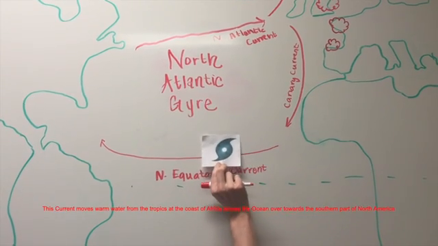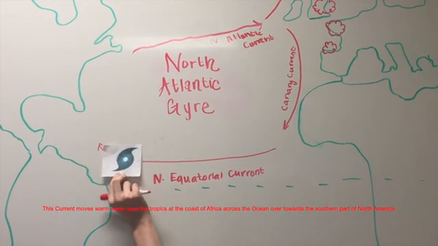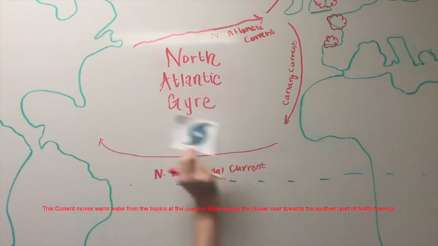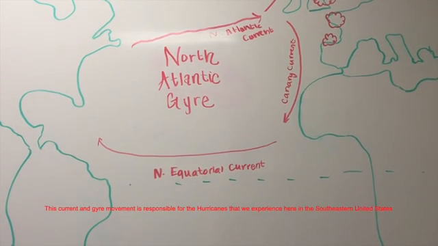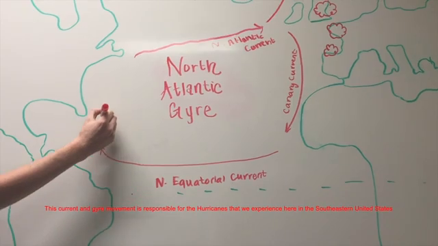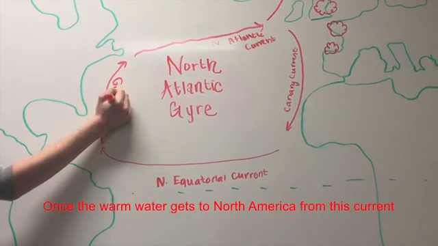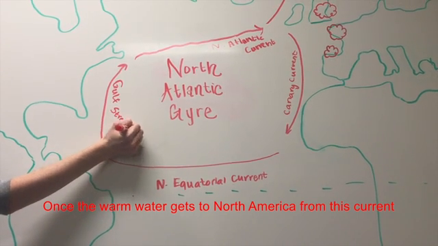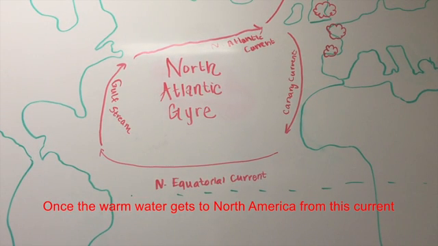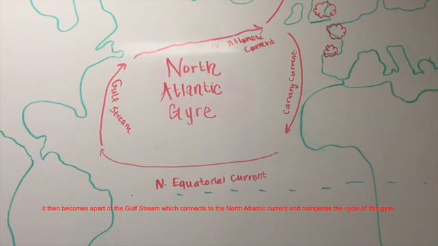This current moves warm water from the tropics at the coast of Africa across the oceans over towards the southernmost part of North America. This current and gyre movement is responsible for the hurricanes that we experience here in the southeastern United States. Once the warm water gets to North America from this current, it then becomes a part of the Gulf Stream, which connects to the North Atlantic Current and completes the cycle of this gyre.